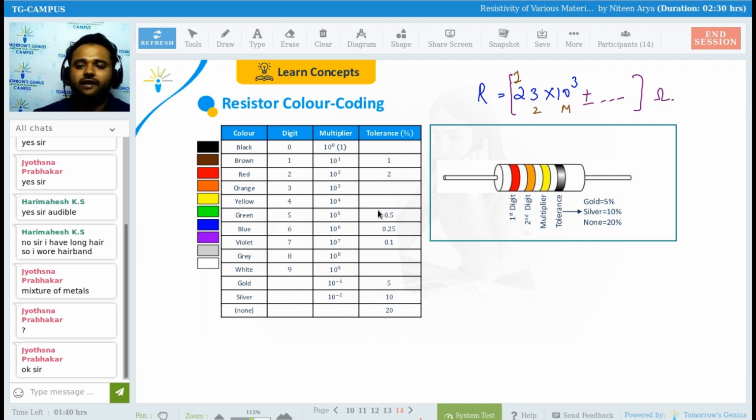Is this clear, everyone? Like gold, silver, and none. If there is none, you see it like this, so the tolerance, the error, is going to be plus or minus 20%, either plus 20 or minus. You don't need to worry about it. If it is gold or silver, it is 5% only. Clear, everyone? In this way, you're going to find it.